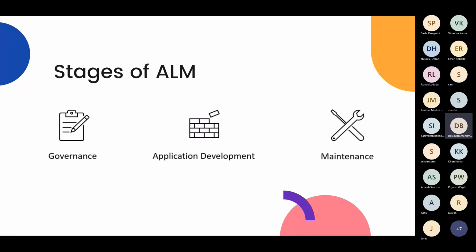Once the project is in go live, we need to take care of the complete operations. Whenever a new change request comes, we need to prioritize it based on the business needs, deliver it, and take care of the deployment. If something goes wrong, we need to take care of the rollback. All those things fit under this maintenance phase. To make it easier, you can see in this diagram the governance, the application, and the maintenance.